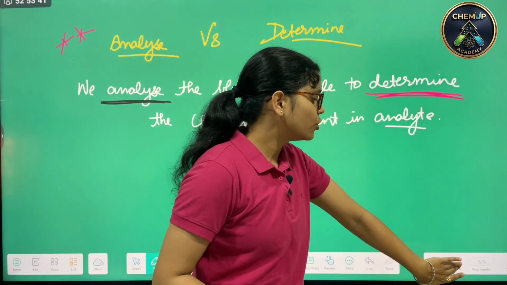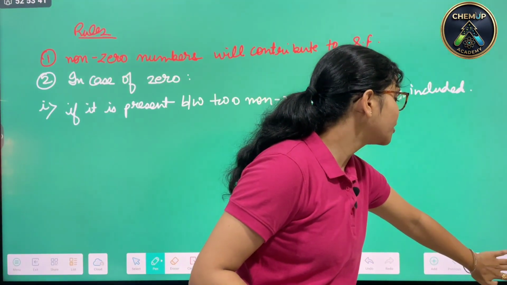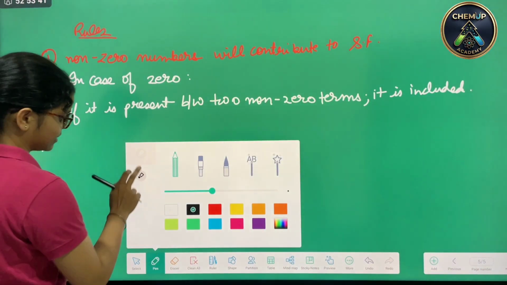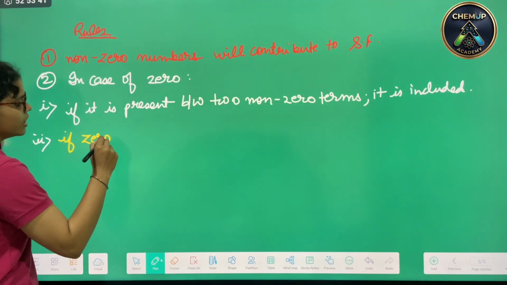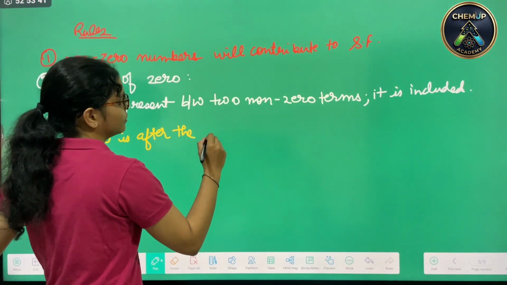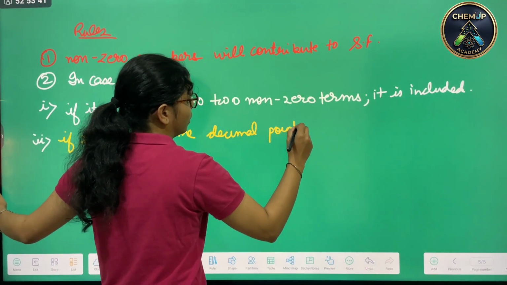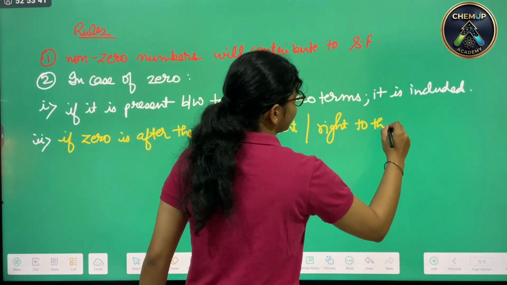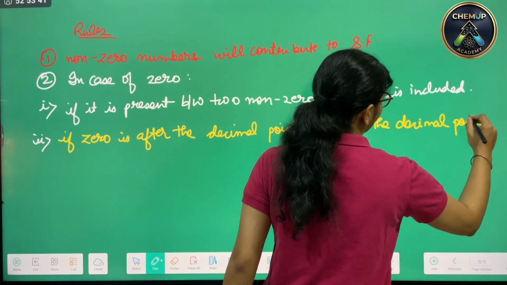Now, what if 0 is not present there? Then the second point comes, which says that if 0 is after the decimal point, or I would say to the right of the decimal point, it is included.